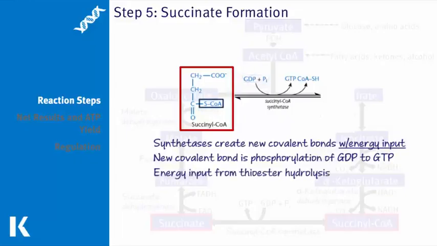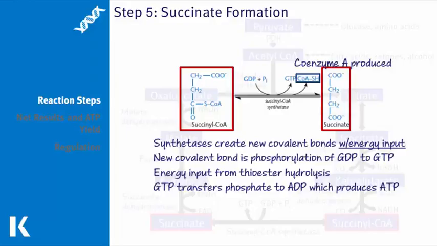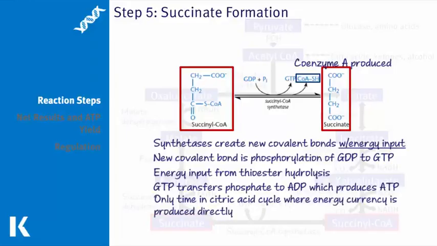The energy source is the hydrolysis of the succinyl-CoA, which is a thioester. The GTP that is produced will transfer its phosphate to an ADP, meaning that the end result is the production of ATP. Coenzyme A is also released here for use at other places around the cycle. The product of this reaction that will serve as the substrate in the next is succinate. It's important to pay attention here to the fact that this is the only place in the citric acid cycle where an energy currency is being directly produced. Here is GTP, though that will quickly interconvert to an ATP.